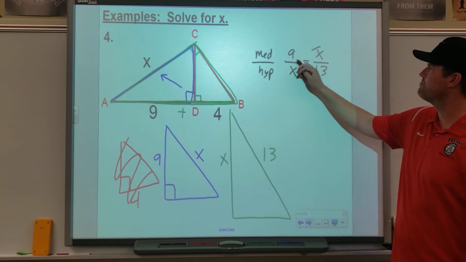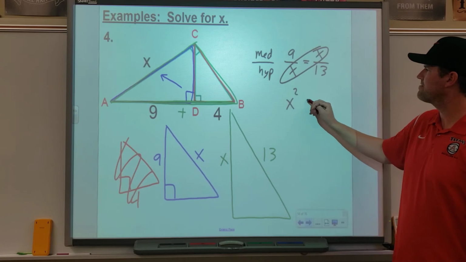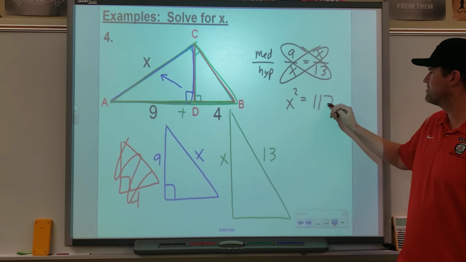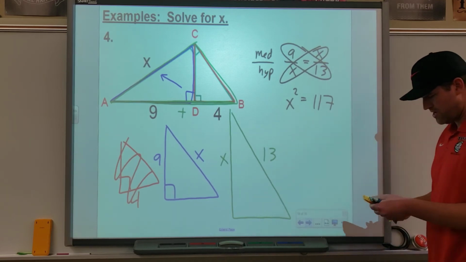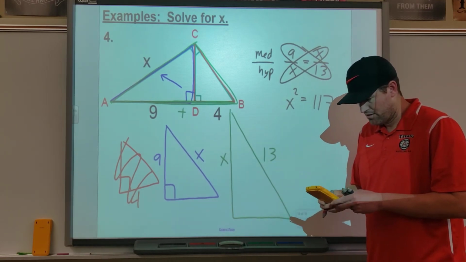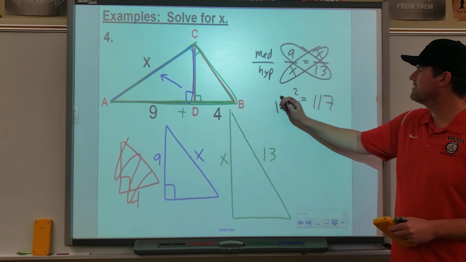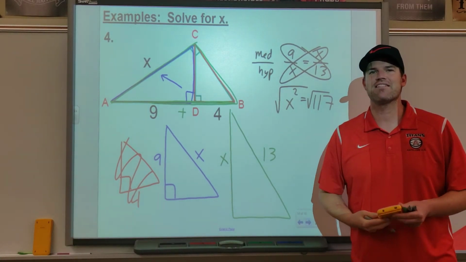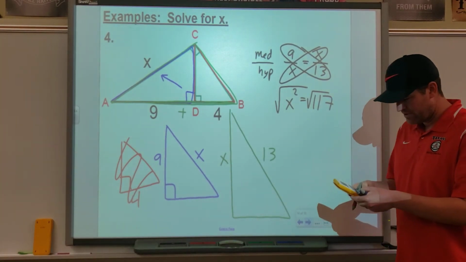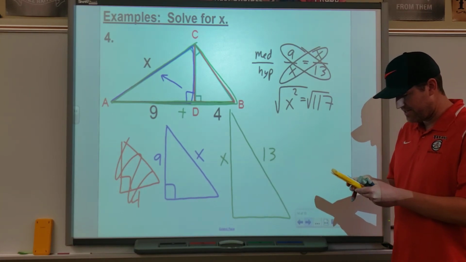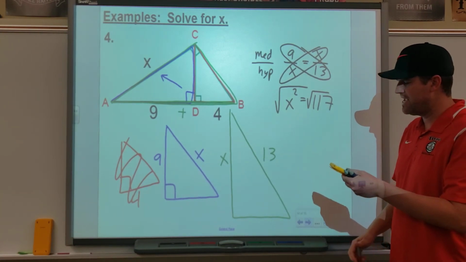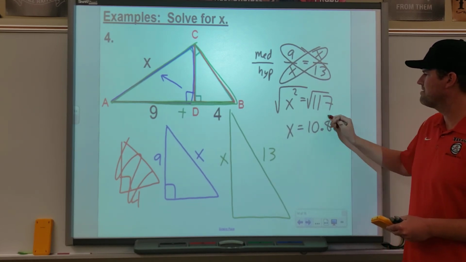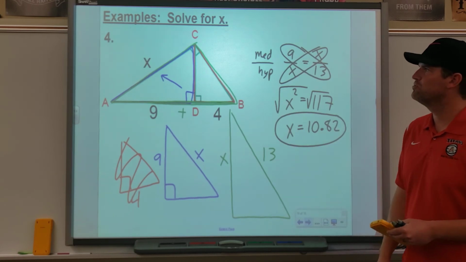And then we can go ahead and cross multiply. X squared equals 9 times 13, which I believe is 117. Double check. Good. And then we need to take the square root. Which, why don't you tell me, what's the square root of 117 as a decimal? Well, square root of 117 as a decimal is 10.82. So the length of x is 10.82 units.